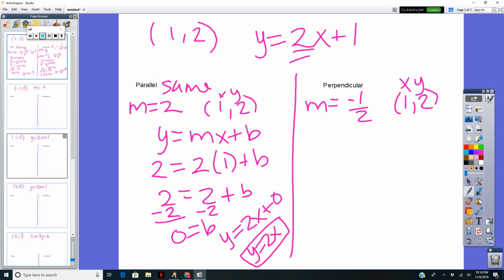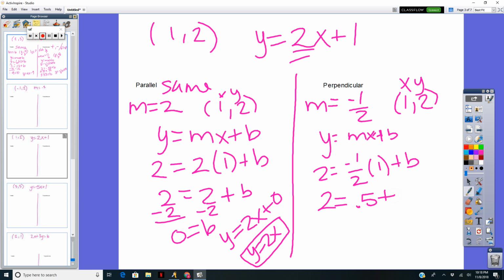Okay, then do the next one, y equals mx plus b, and the y is 2, the m is negative 1 over 2, the x is 1 plus b. Again, I'm going to be left with a fraction, and that's okay. Negative 0.5 plus 0.5 plus 0.5, so this gives me 2.5 equals b, and with this information I can write my equation, negative 1 half x plus 2.5.